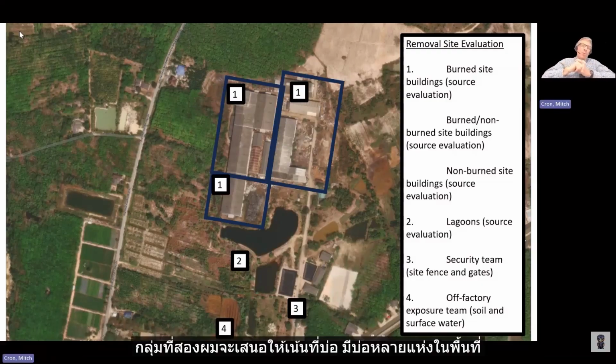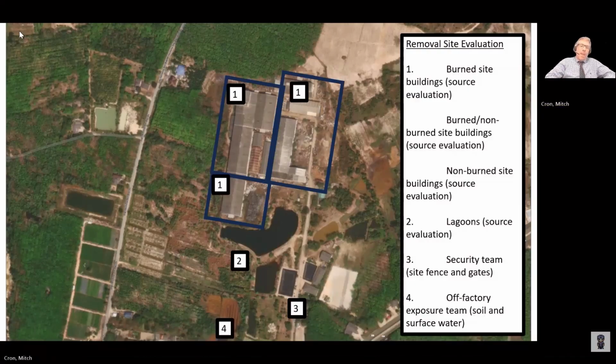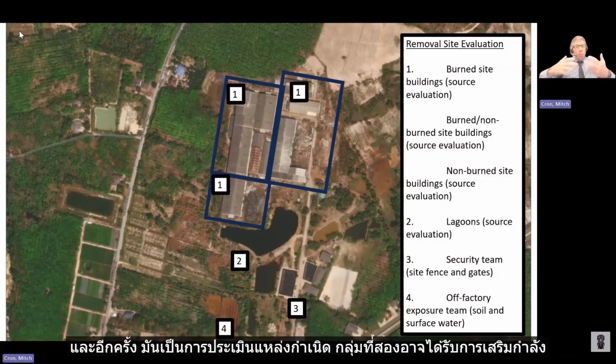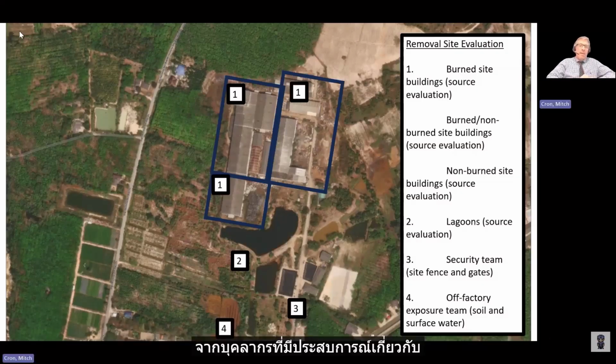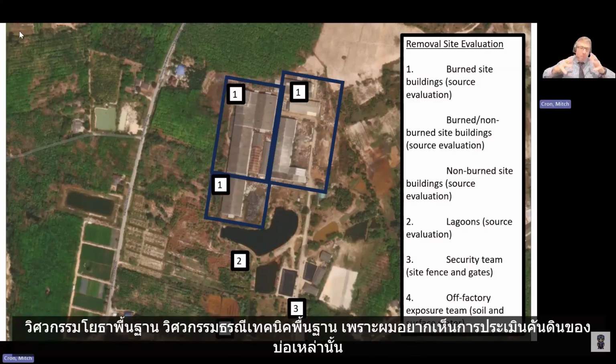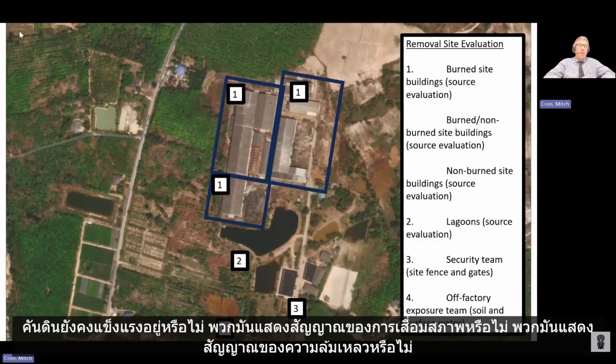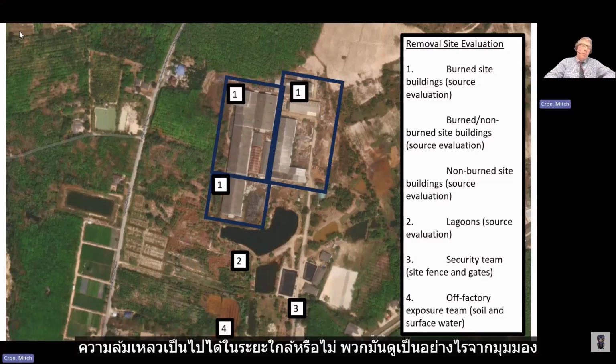Group 2, I would propose, focuses on the lagoons. There's a number of lagoons on the site. And once again, it's a source evaluation. Group number 2 might be augmented by personnel who have experience with basic civil engineering, basic geotechnical engineering, because I'd like to see an evaluation performed of the berms of those lagoons. Are the berms still competent? Are they showing signs of decay? Are they showing signs of failure? Is failure a possibility in the near term or not?